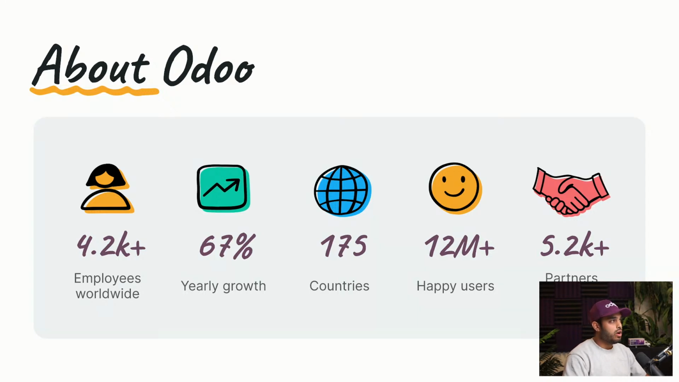Odoo is a comprehensive suite of business applications designed to meet the needs of companies of all sizes. We did start in 2005 in Belgium, and we've been growing ever since. As you can see here, we have over 4,000 employees in over 175 countries with over 12 million happy users.